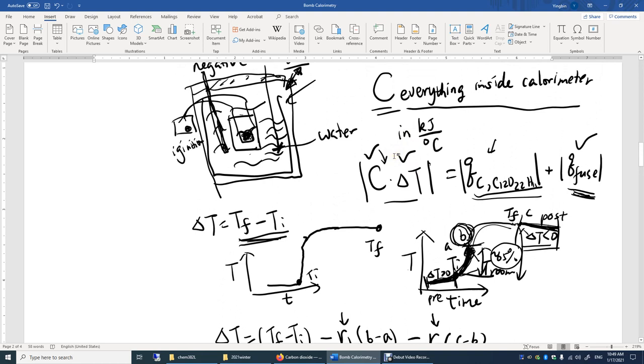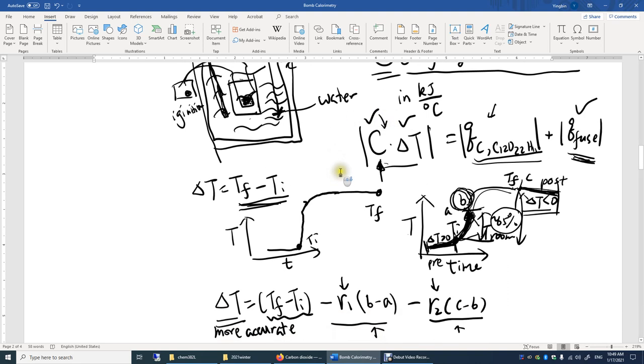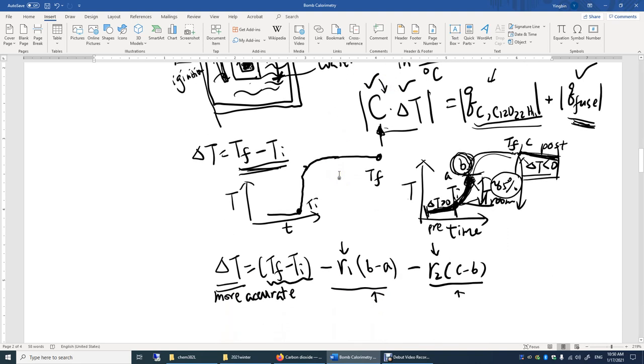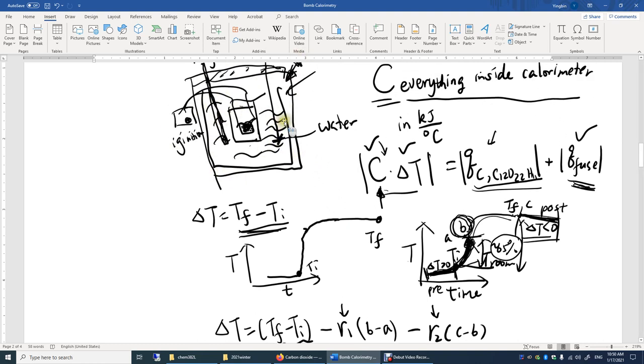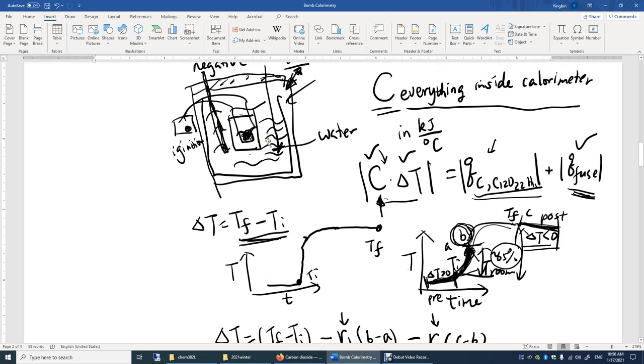Another problem is C, okay? How do we know the value of C? Well, again, if you look up the manual provided by the manufacturer of the Parr calorimeter, I think they will tell you the value of C of the calorimeter. So that's everything inside the calorimeter. But then you may ask, well, doesn't that depend on the heat capacity of water, and therefore depend on the amount of water? Yes, you can always use the same amount of water in every single trial, and then the heat capacity C of everything inside the calorimeter will be a constant.